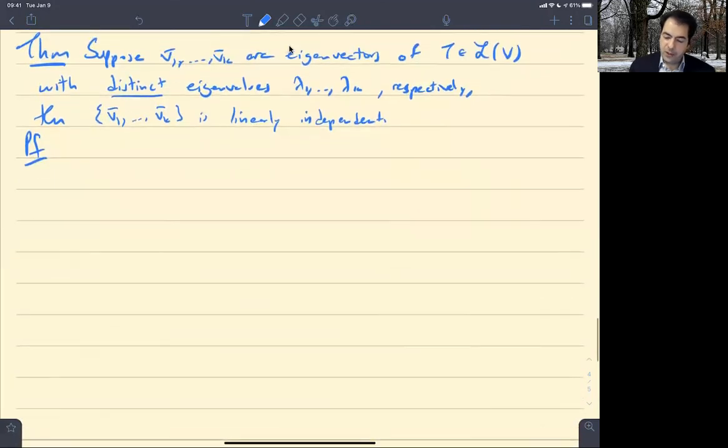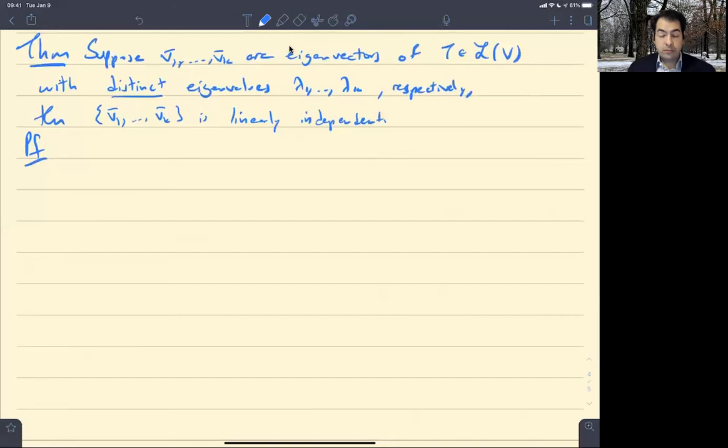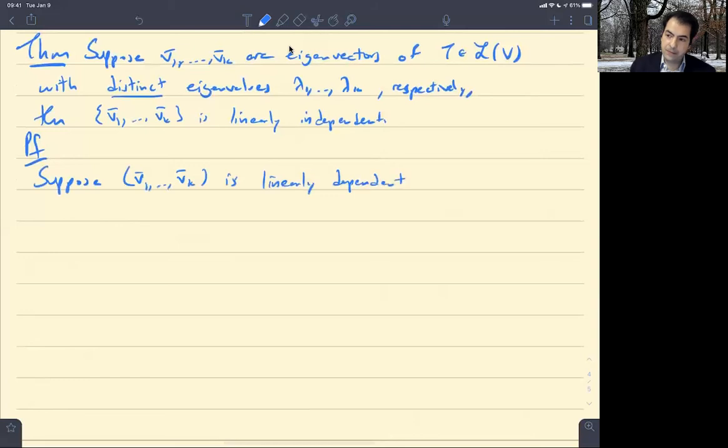So yes, you'll see this has a very cute proof. Suppose that the opposite happens. Let's put them in a list, so let's fix an order. Suppose this list is linearly dependent. Okay, so we know that v1 is not the 0 vector, since it is an eigenvector. Remember, eigenvectors are necessarily non-zero.